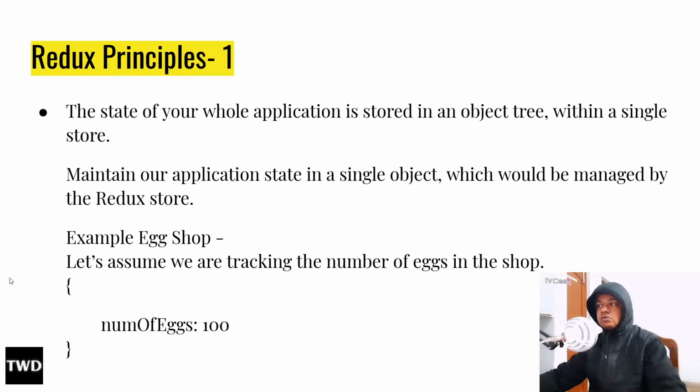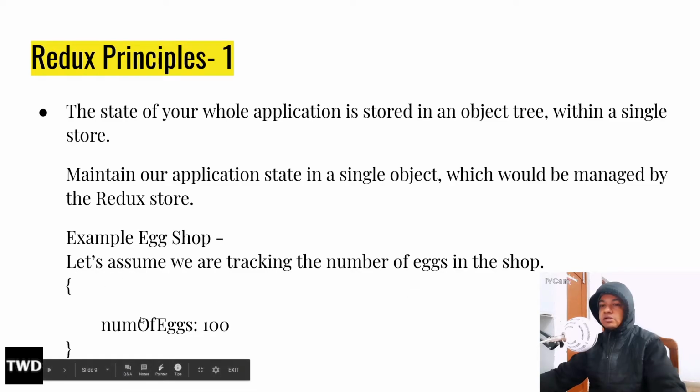So we are going to see an example of a shop, especially an egg shop. Let's assume that we are tracking the number of eggs in a shop. So this will be within an object, and there will be a number of eggs which is 100. So this might be our state for the egg shop. We are doing it in an object: key is number of eggs, value is 100.